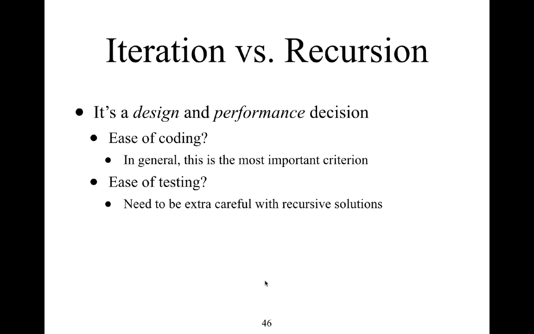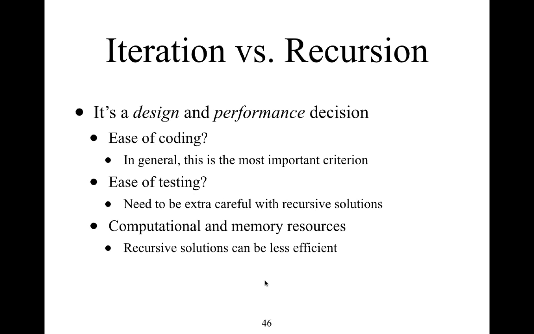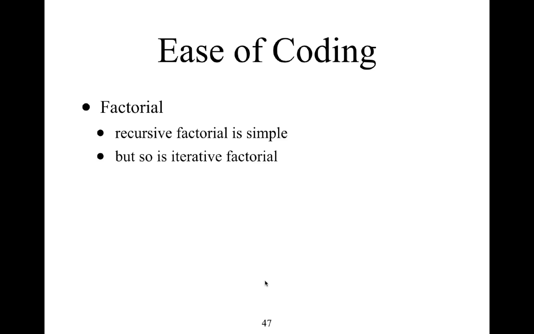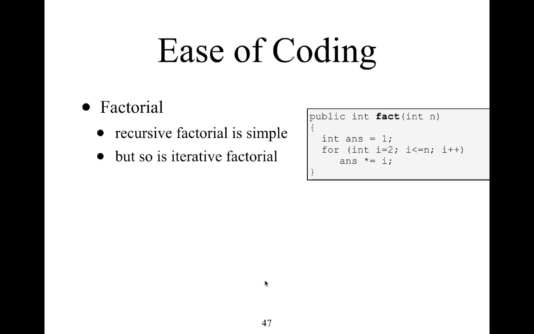Testing, you have to be careful either way. Recursive solutions are probably a little easier to get into loops, but if you're careful, that's not a big deal. Recursive solutions on the surface of it can be less efficient, but that isn't always the case. So ease of coding, that's the big deal. That's the one we really want to think about. Recursive factorial is very simple, but it's also simple iteratively. All right, so there's an iterative solution.